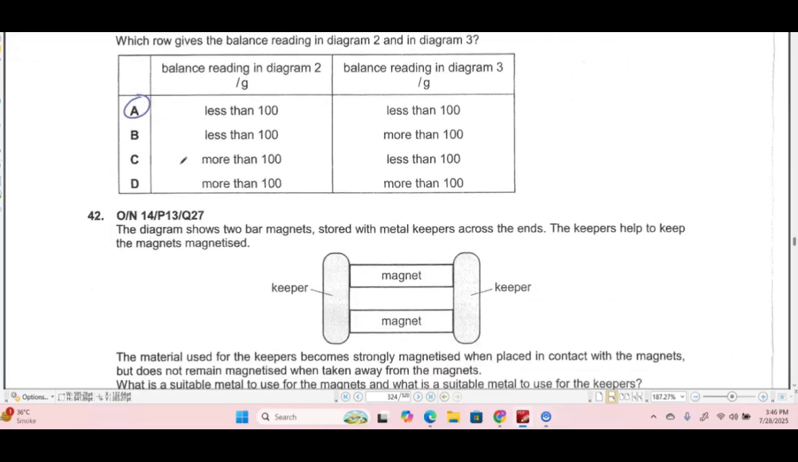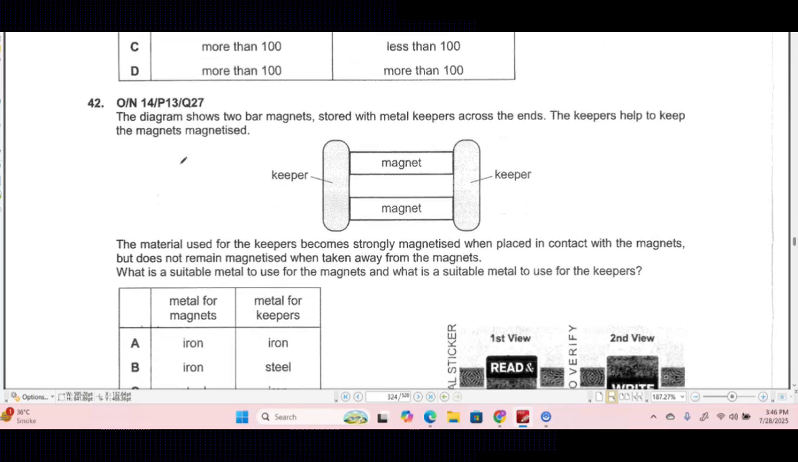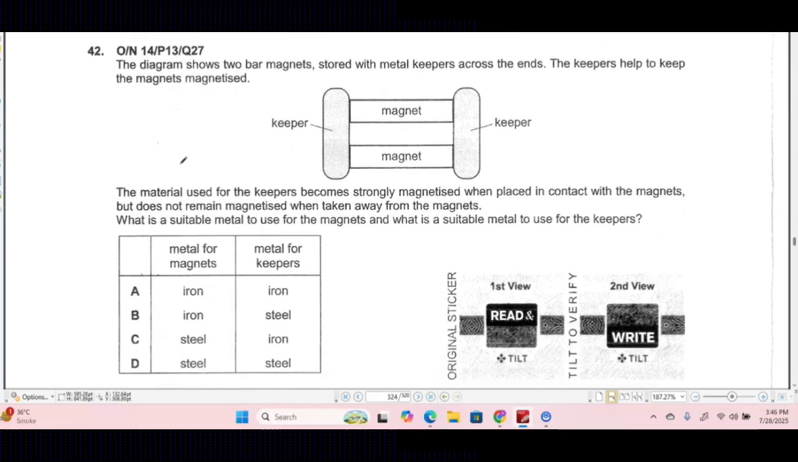Question number 42. The diagram shows two bar magnets stored with metal keepers across the ends. The keepers are held to keep the magnets magnetized. The material used for the keepers becomes strongly magnetized when placed in contact with the magnets, but does not remain magnetized when taken away from the magnets. What is the suitable metal used for the magnets, and what is the suitable metal used for the keepers?